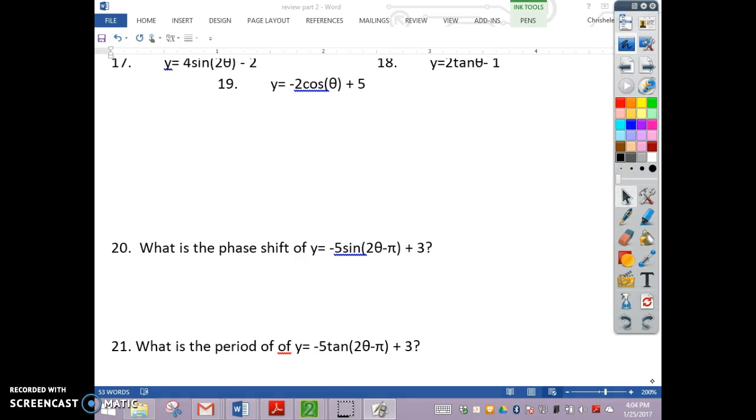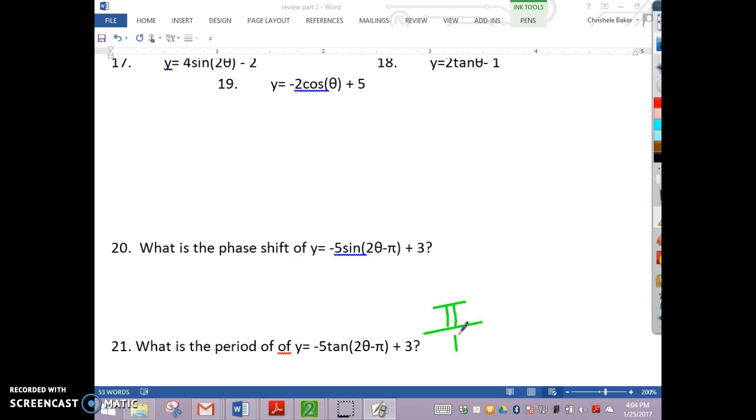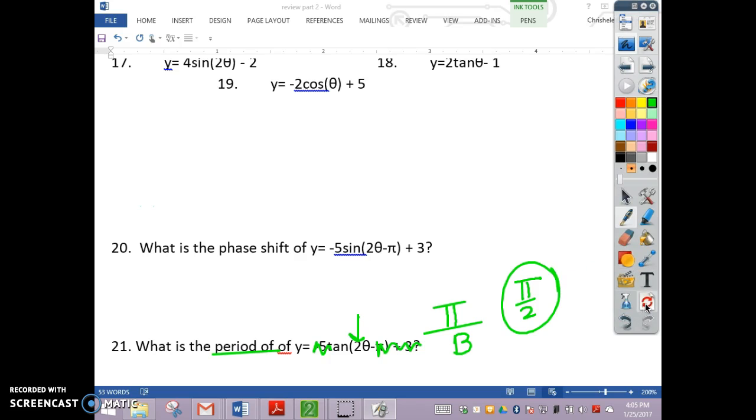And last, they're asking about the period. Remember, tangent and cotangent have a period of just pi. So when I see this B here, that's a 2. Again, ignore, ignore, ignore, ignore. None of that has anything to do with period. So pi divided by 2 would be my period there. That's it.